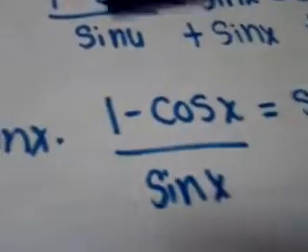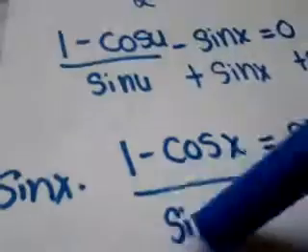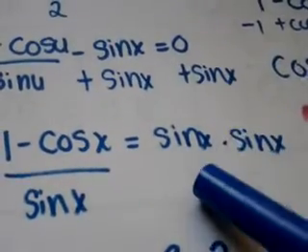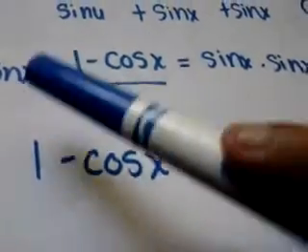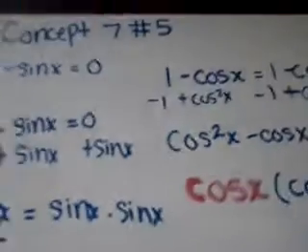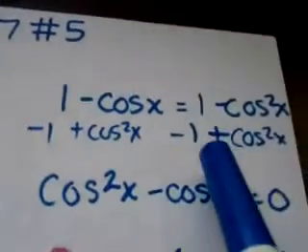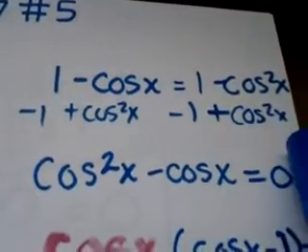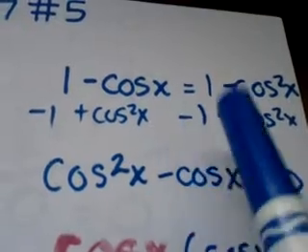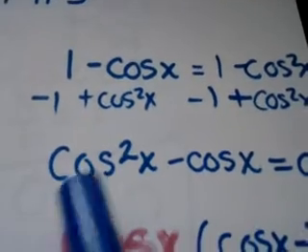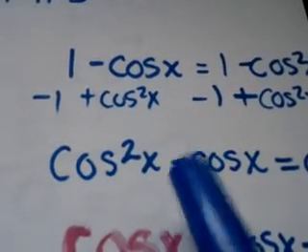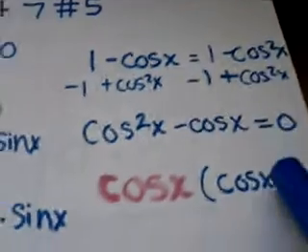over sine of x equals sine of x, and to get rid of the sine in the denominator we have to multiply by sine of x, and that will allow us to cancel these two, and from there we have to multiply the other side, and it will give us sine squared x. And from there we would just want to add cosine squared x and subtract 1 and make it all go into one side. And from there it will be cosine squared x minus cosine x equals 0.